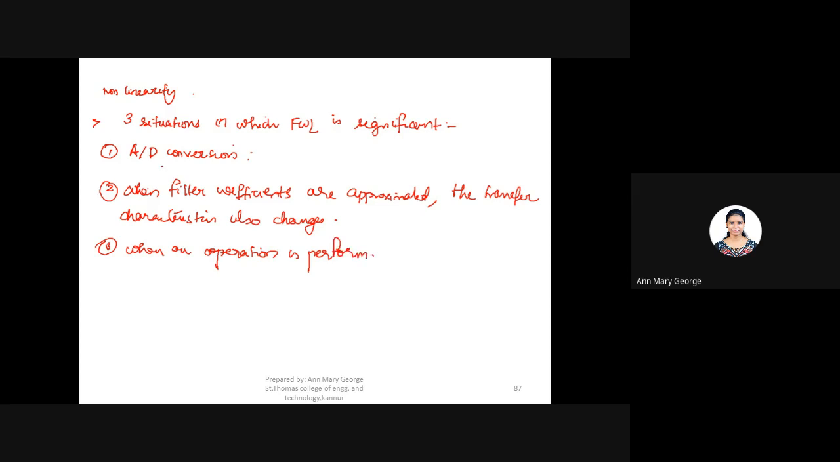ഓക്കെ, ഇതാണ് ദ ത്രീ സിറ്റുവേഷൻസ് ഇൻ വിച്ച് ദി ഫൈനൈറ്റ് വേർഡ് ലെങ്ത് എഫക്റ്റ് ഈസ് സിഗ്നിഫിക്കൻറ്റ്. The first situation is when you convert an analog signal to digital. The second situation is when you approximate the filter coefficients. Thereby, the transfer characteristics or transfer function changes when you approximate the filter coefficients. The third situation is that when you perform an operation.